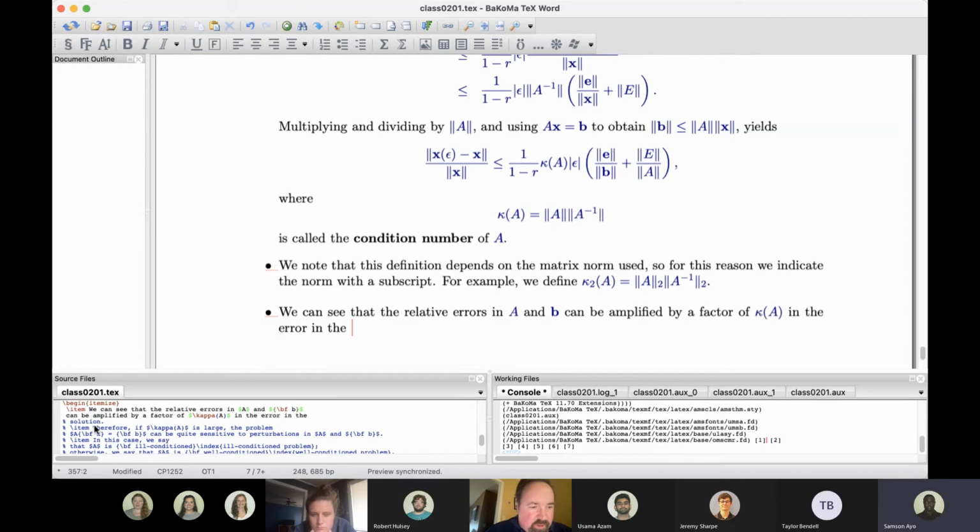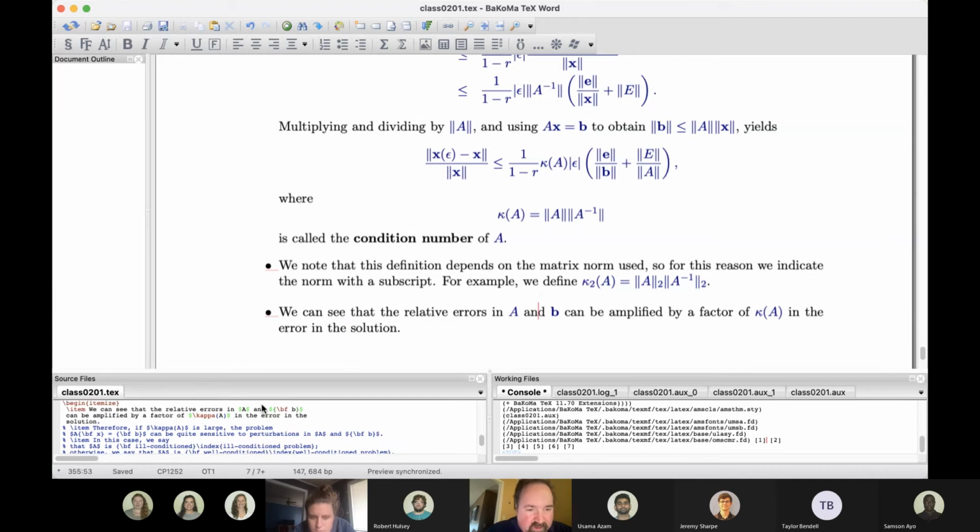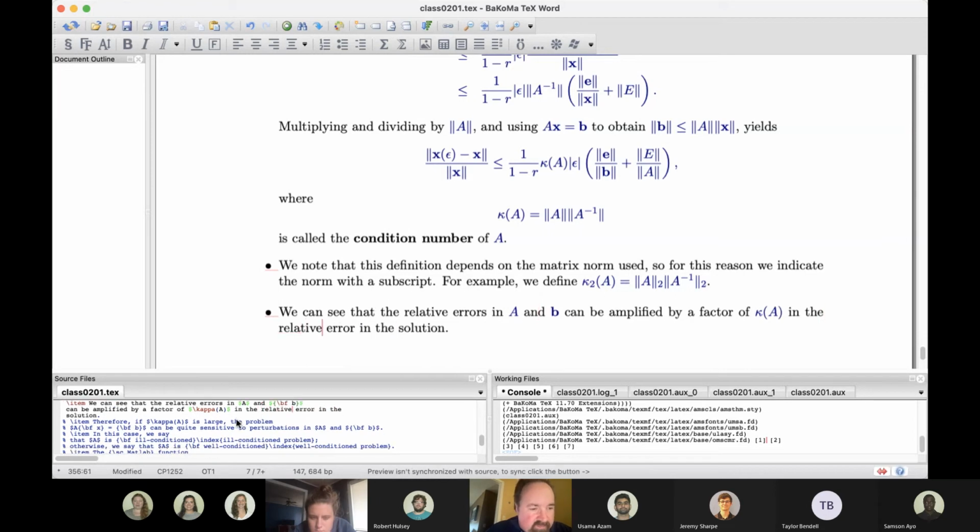All right, so this is how we interpret a condition number. Relative changes in A or B are amplified by whatever the condition number is in a relative error in the solution. I should make clear that is the relative error.